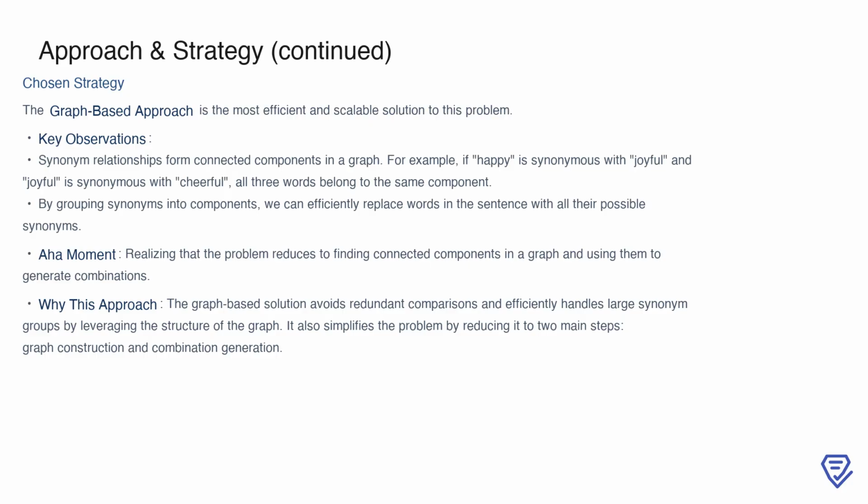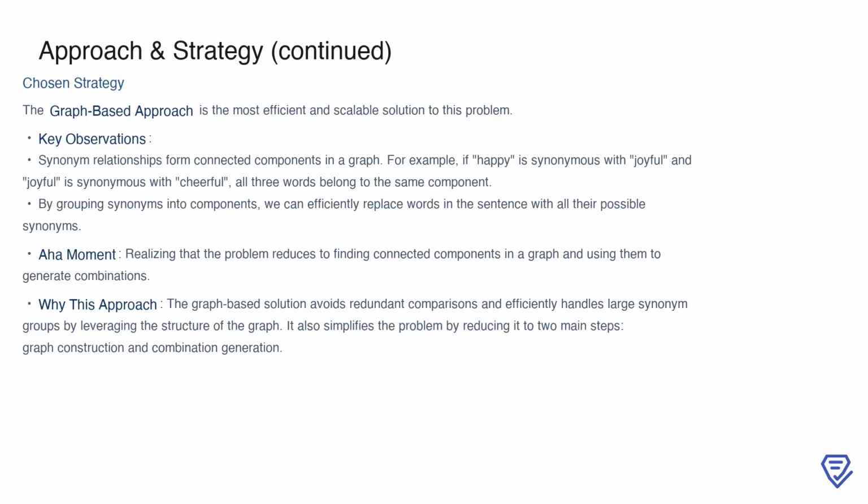One of the key observations here is that synonym relationships naturally form connected components in a graph. For instance, if happy is synonymous with joyful, and joyful is synonymous with cheerful, the three words form a single connected group. By grouping synonyms in this way, we can efficiently map each word in the sentence to all possible replacements. This insight simplifies the problem into two primary tasks: identifying the connected components within the graph and using those components to generate the sentence combinations.